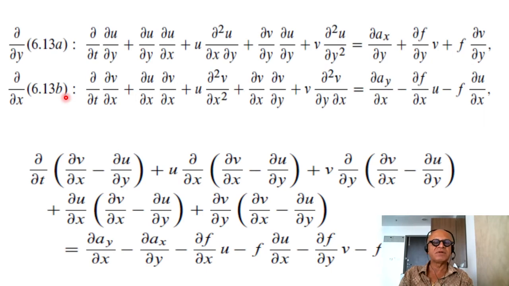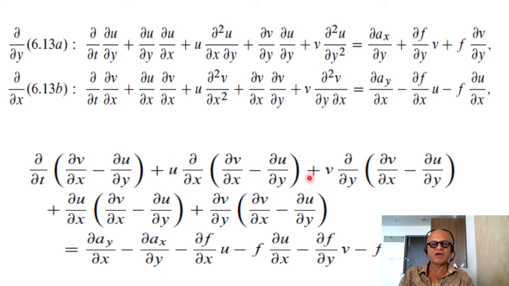Similarly, for the meridional direction you have these terms from differentiating the equation dv/dt plus u dv/dx plus v dv/dy, creating a parallel equation in the x direction. Of course, you can take the difference and write this as d/dt of (dv/dx minus du/dy) plus u d/dx of (dv/dx minus du/dy), you know where this is going, plus v d/dy of (dv/dx minus du/dy).